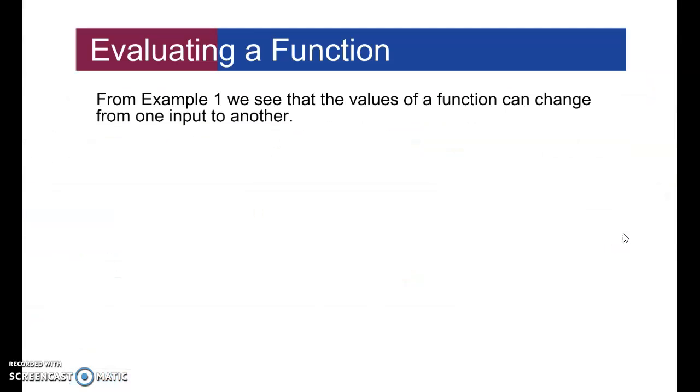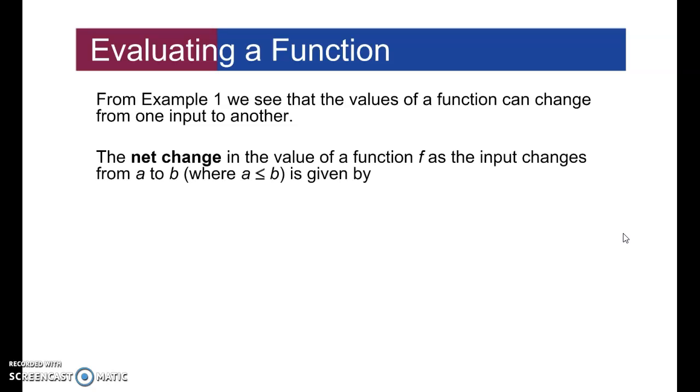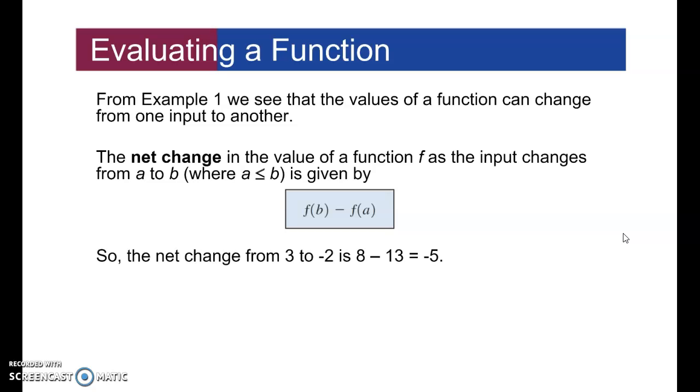So if I were to ask you the question, determine the net change from 3 to -2, we would have to take the output that we got from the latter one. So when x was -2, we got an output of 8, and subtract the output that we got from the previous one. So when x was 3, we got 13. So when we take f of b, 8, minus f of a, 13, we get a net change of -5.